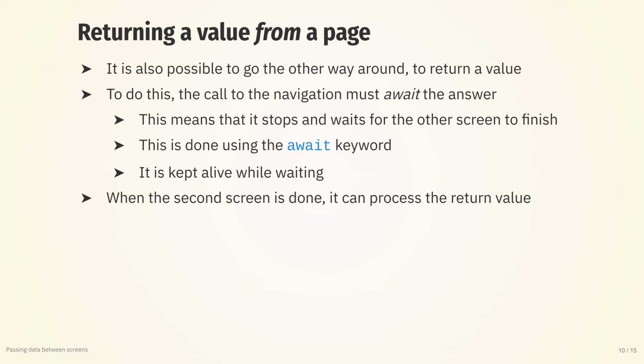If we want to do that, we have to do the navigation and then await the answer, which is a way of doing it with the await keyword, which is part of this concurrency that's available in Flutter and most other programming languages. Basically meaning that we keep it alive, waiting for it to finish and then collecting the answer. So when the second screen is done, the process can actually return a value. And let's have a look at that.